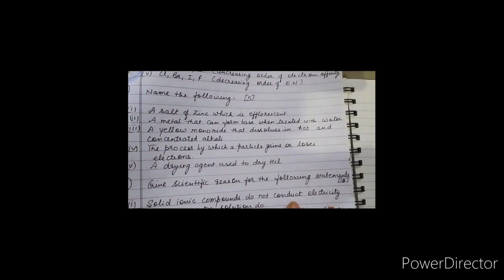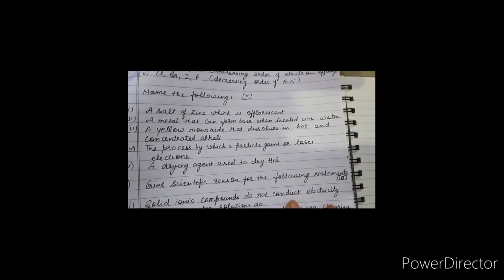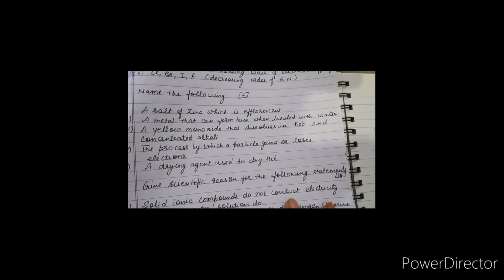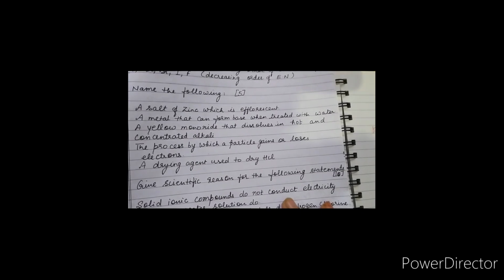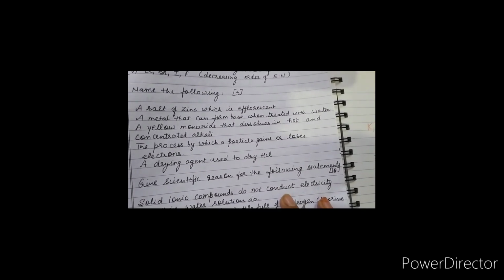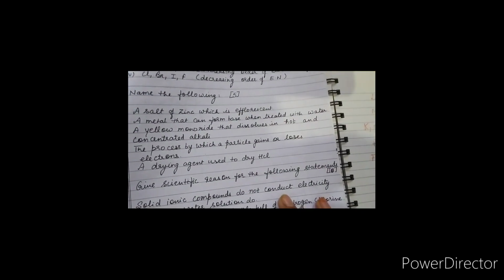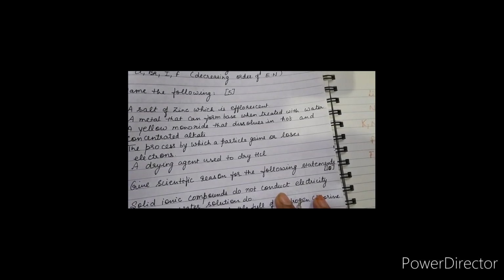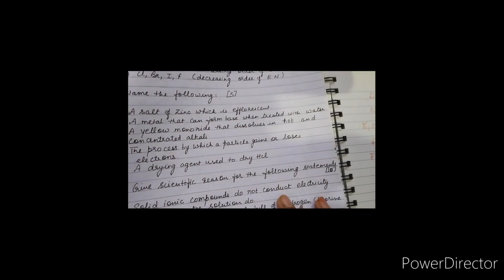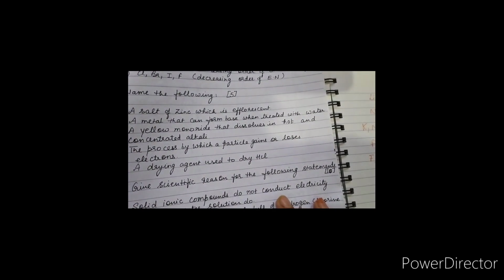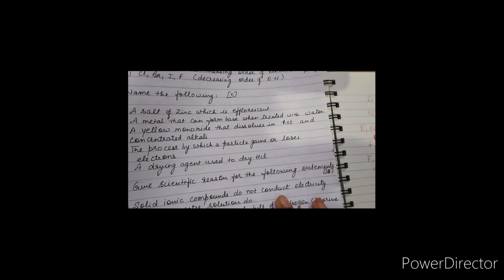Name the following: a salt of zinc which is efflorescent. Here you can write hydrated salt of zinc, that is zinc sulfate heptahydrate. Write the name of that zinc salt, not the formula: hydrated zinc sulfate or zinc sulfate heptahydrate. A metal that can form base when treated with water: you can write either sodium or potassium, both of which react very violently with the water and they can form potassium hydroxide and sodium hydroxide.